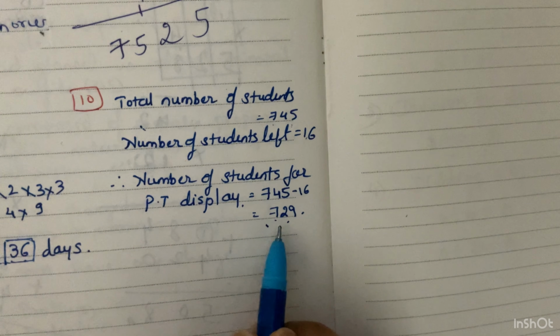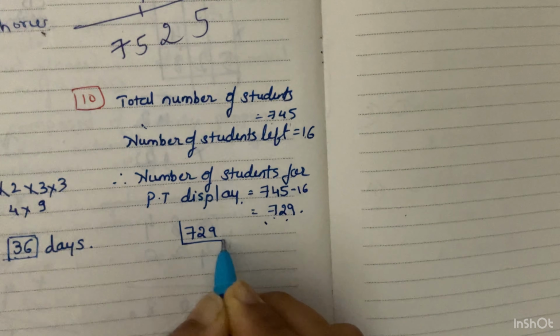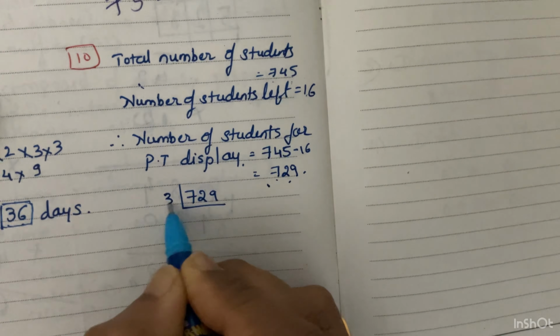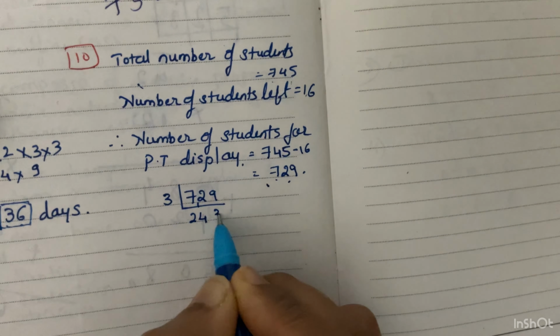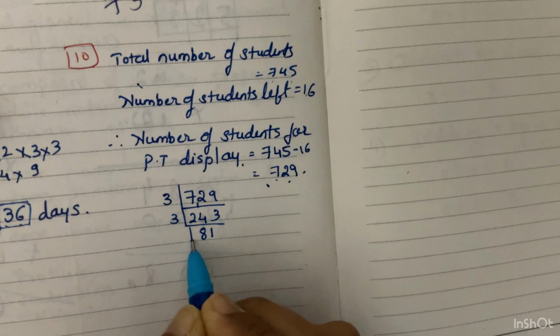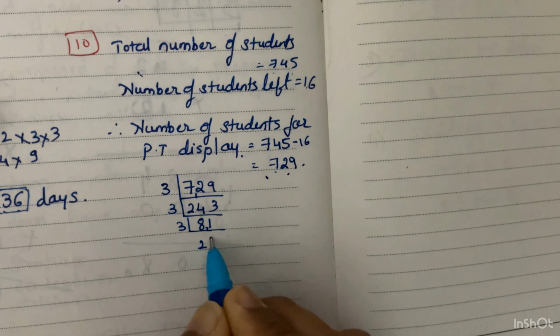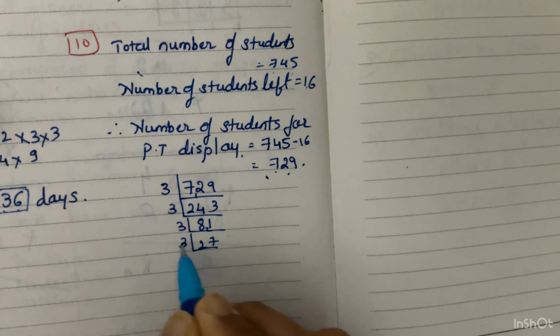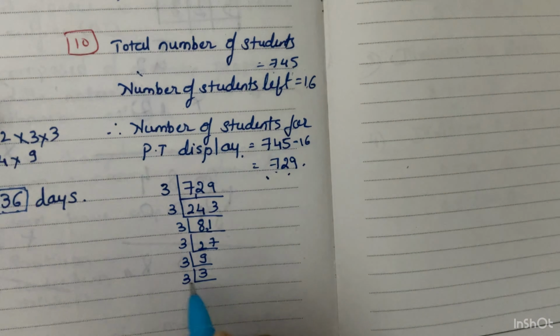Okay, and that we are finding by the prime factorization method. Now start with the 3. 3 2s are 6, 1 left, 3 4s are 12, 3 3s are 9. Okay, 3 8s are 24, 3 1s are 3. Next, 3 2s are 6, 2 left, 3 7s are 21, 3 9s are 27, 3 3s are 9, 3 1s are 3.